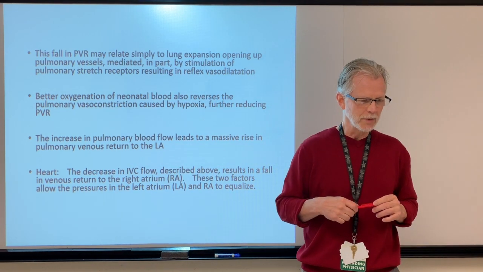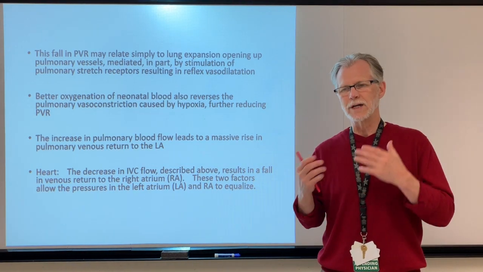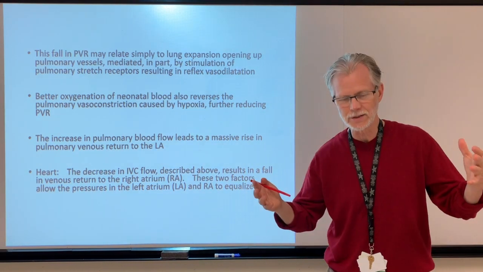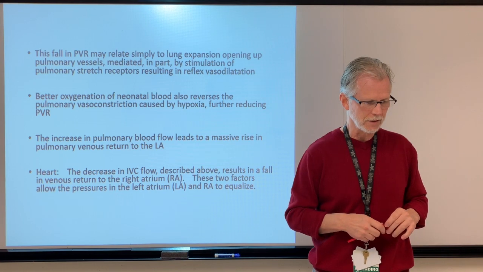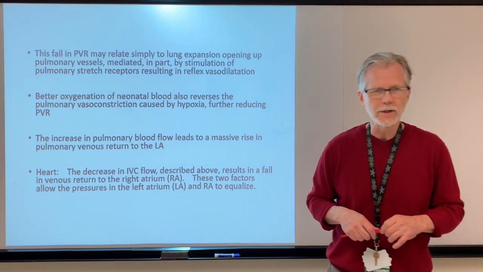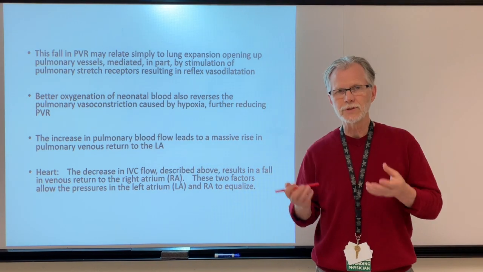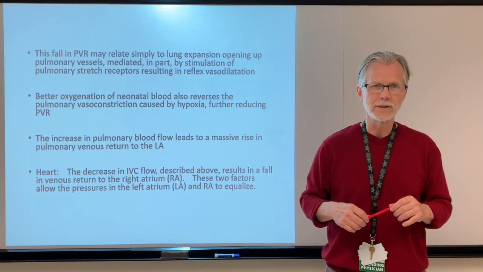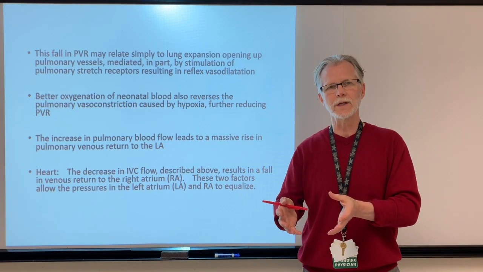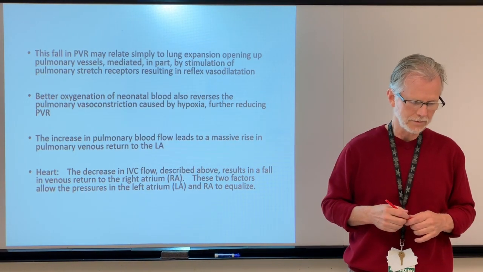Remember, better oxygenated blood also reverses the pulmonary vascular resistance. The pulmonary vascular resistance is stimulated by hypoxia, and therefore, when there's less hypoxia, the vascular resistance goes down. The inflow into the pulmonary circulation then increases the backflow, the venous return into the left atrium. And that automatically begins to increase the preload, the load in that left ventricle, to which the ventricle responds. So it happens in the heart.